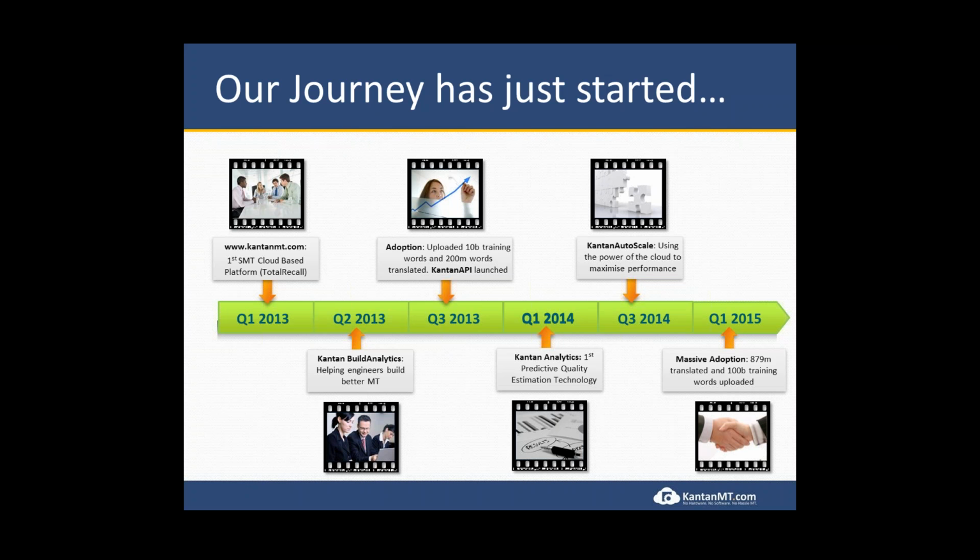In Q1 2014, we developed a technology aimed directly at project managers. One of the challenges project managers always faced in using statistical engines was to determine the quality of the translation output. Was it good, was it bad, or was it downright awful? We developed Kantan Analytics to give a quality estimation score for every translation segment. So just like a fuzzy match score, we score each translation in the range of 0 to 100%. 100% meaning it's a perfect translation.